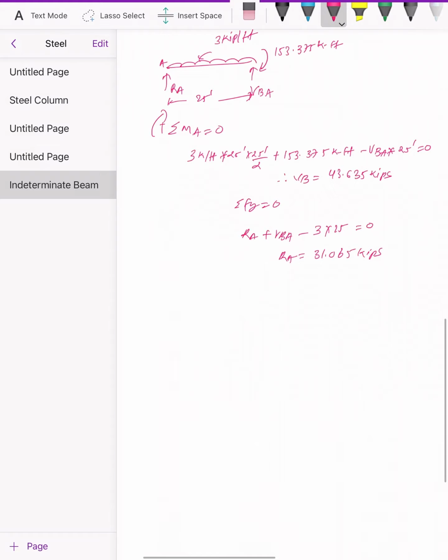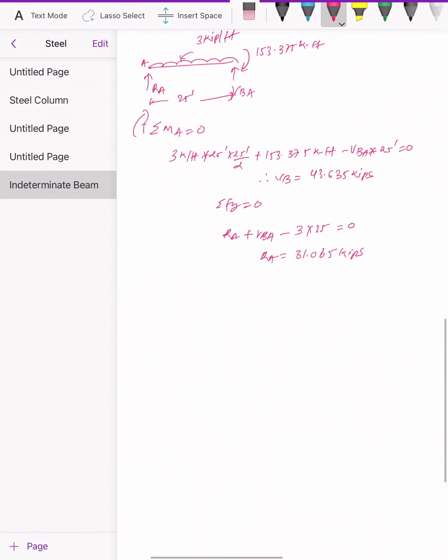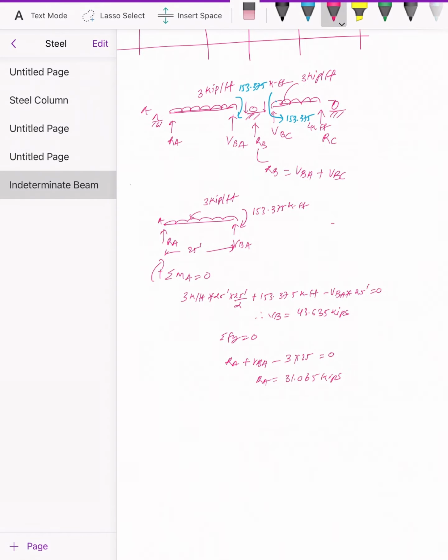So that's our reactions. Again, take another support. This is member BC with a length of 15 feet, and we have a load of 3 kip per foot. What else do we have? We have a moment of 153.375 kip-feet. This is B, this is C.